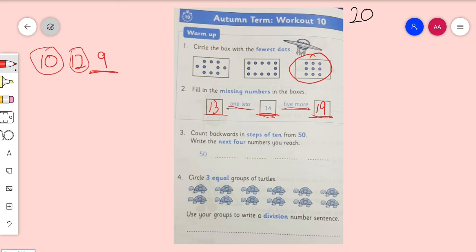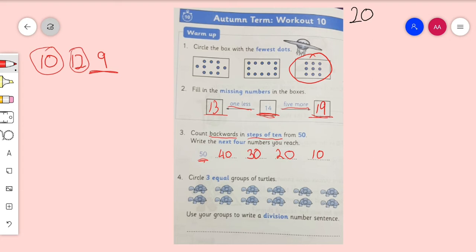Now let's do question number 3. It says count backwards in steps of 10 from 50. Write the next 4 numbers you reach. We have number 50. We need to count backwards in steps of 10. 50, then 40, 30, 20, and 10. These are the 4 numbers counting backwards.